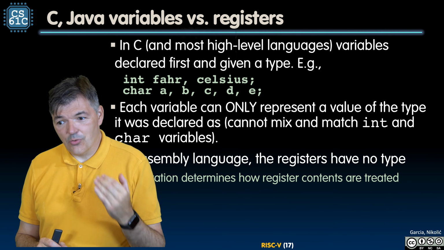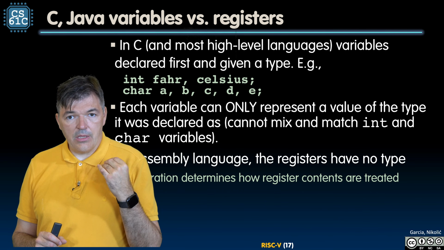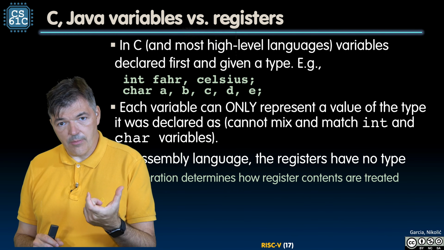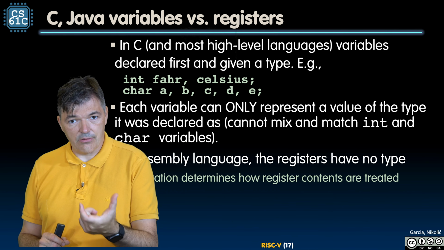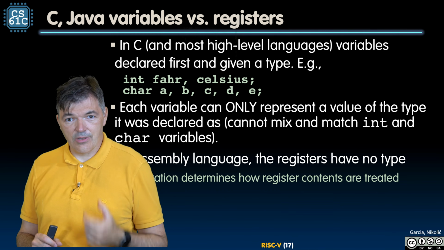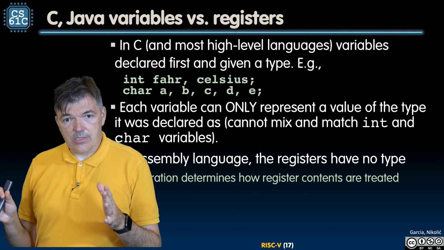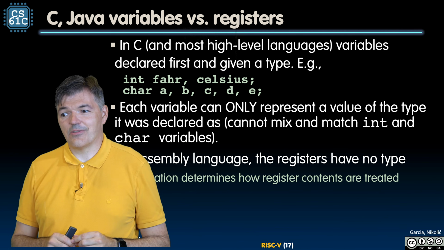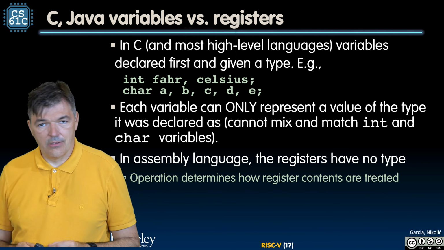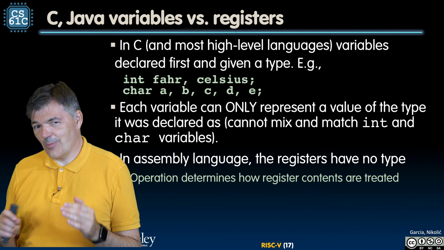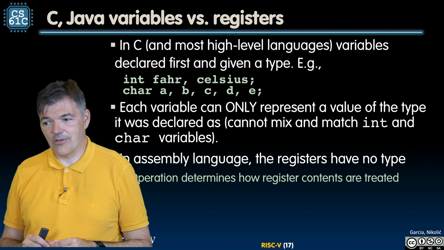Registers in assembly have no type, and it's the operation, the verb inside the instruction, that determines what we actually do with the contents of the registers. Hope this makes sense. It'll make much more sense when we see particular examples of that.